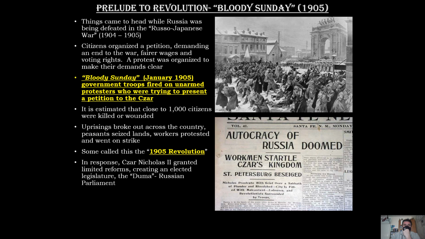He grants limited reforms, creating an elected legislature, the Duma, essentially a Russian parliament. So now there's going to be a branch of government that is representative. However, only the wealthiest citizens were actually allowed to vote. And he still more or less retained unlimited power. So a lot of the reforms he granted look good on the surface, but when you dig into them, they're really not much in the way of reforms at all.